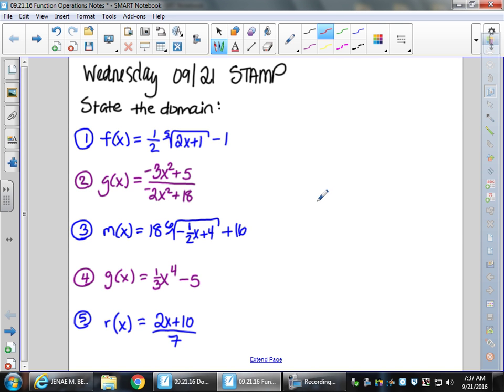We have some great conversations going on right now about the stamp. It's time for pencils down, and let's see how we did. So pencils down, and we're going to go through the warm-up. Number one, restriction or no restriction? No restriction. Why not?